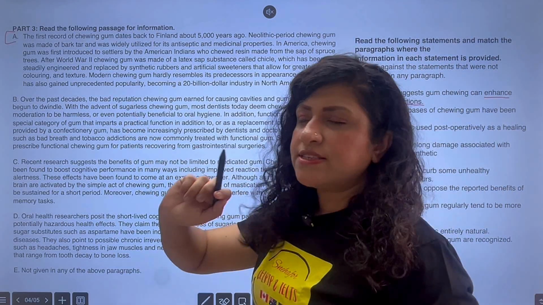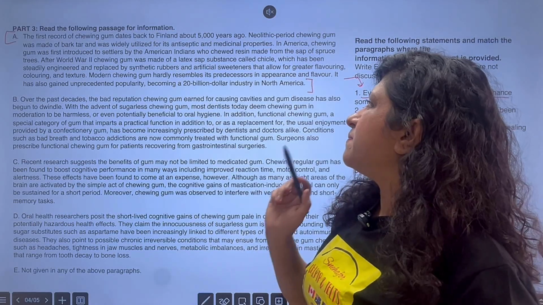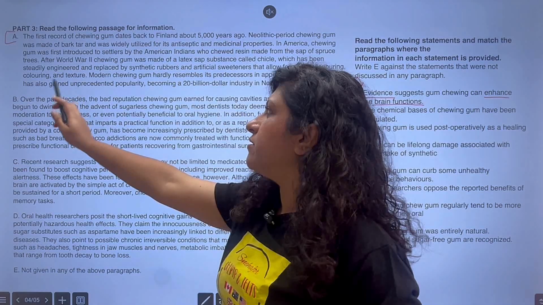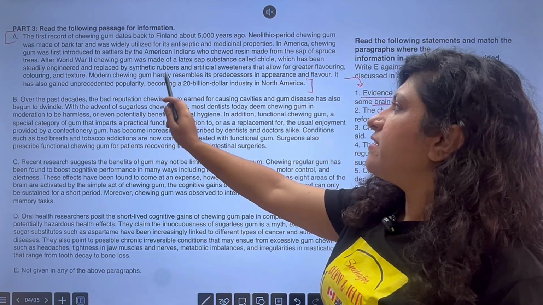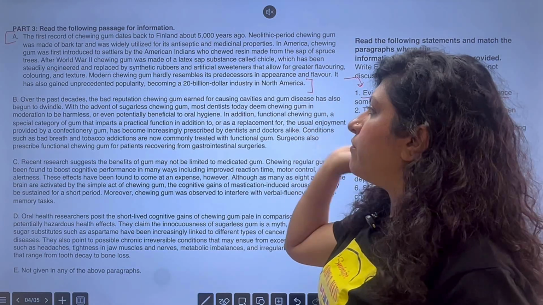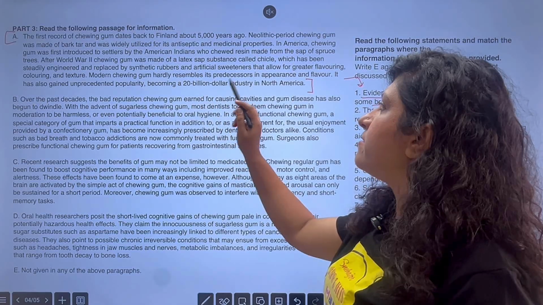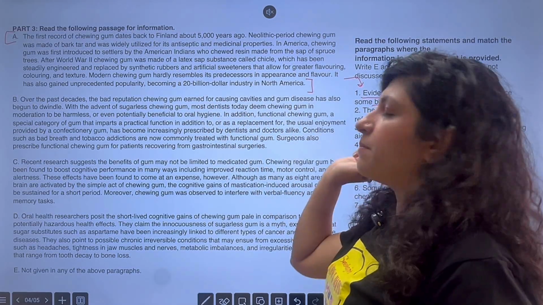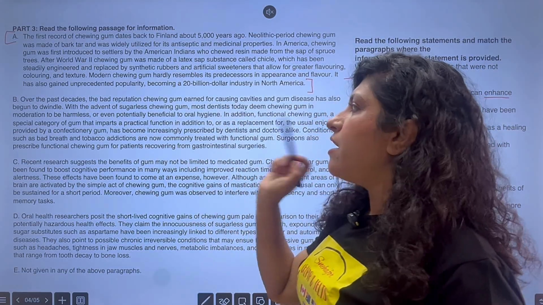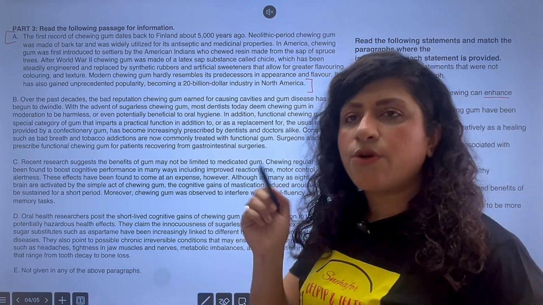of spruce trees. After World War II, chewing gum was made of a latex sap substance called chicle, which has been steadily engineered and replaced by synthetic rubbers and artificial sweeteners that allow for greater flavoring, coloring, and texture. Modern chewing gum hardly resembles its predecessors in appearance and flavor. It has also gained unprecedented popularity, becoming a $20 billion industry in North America.